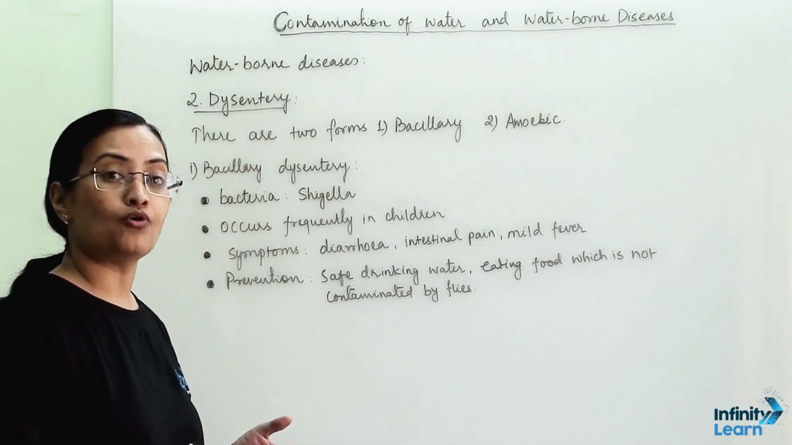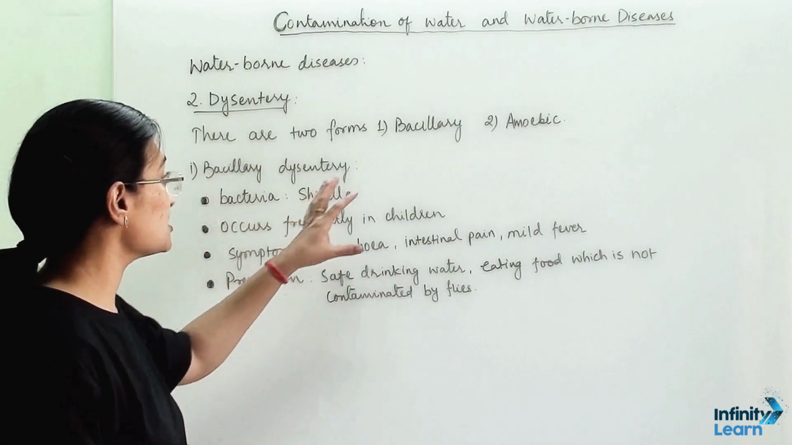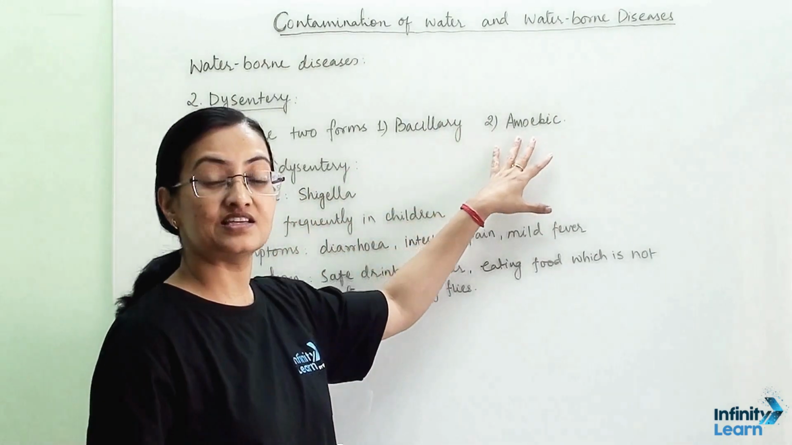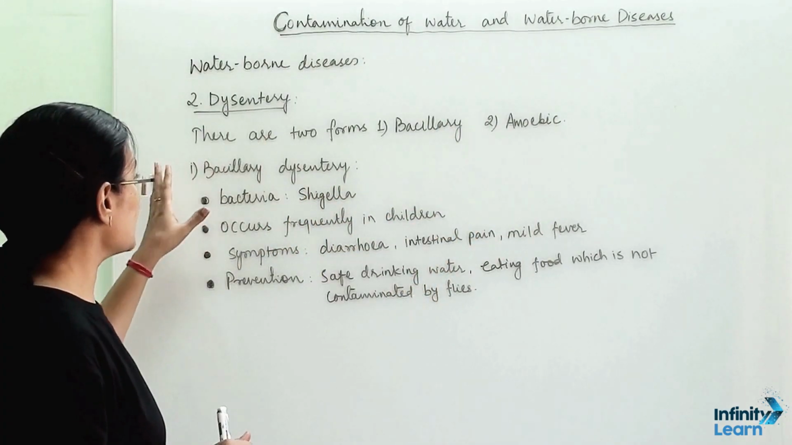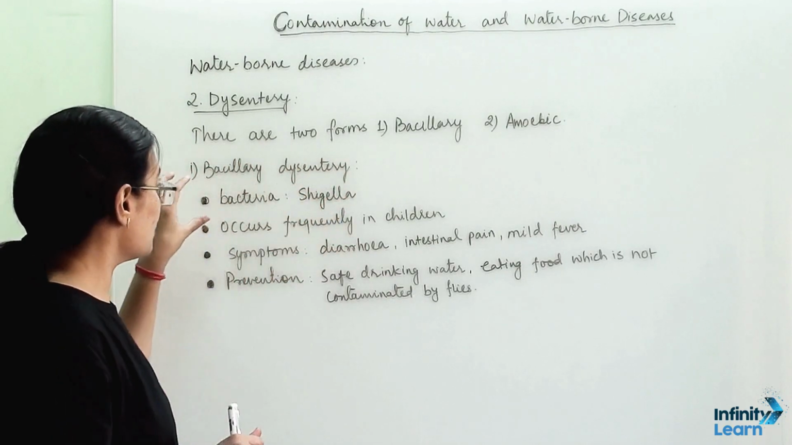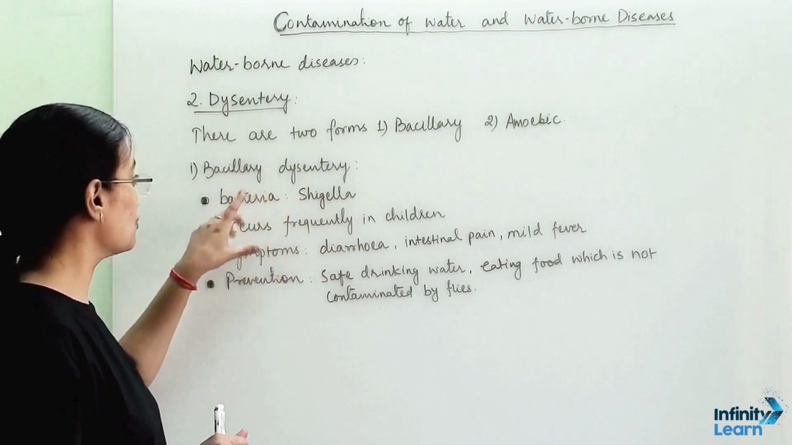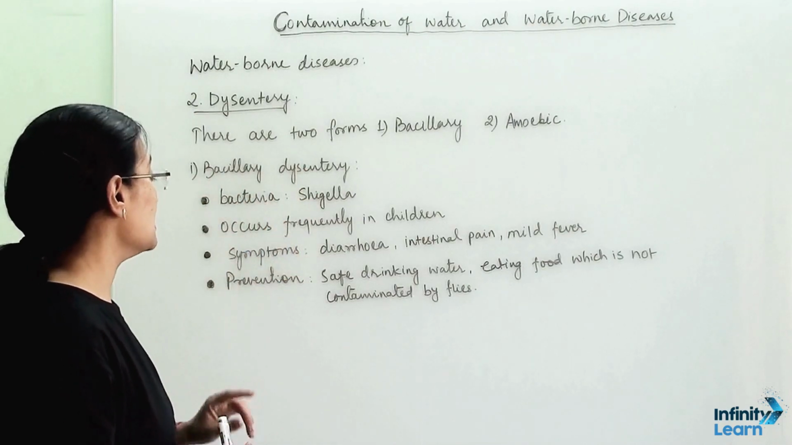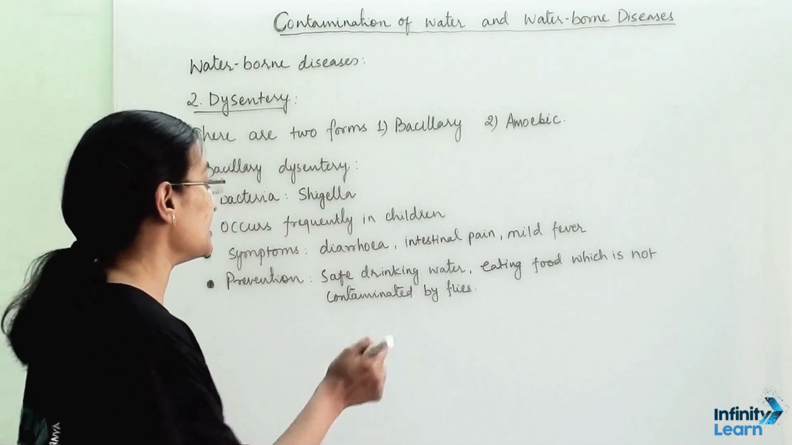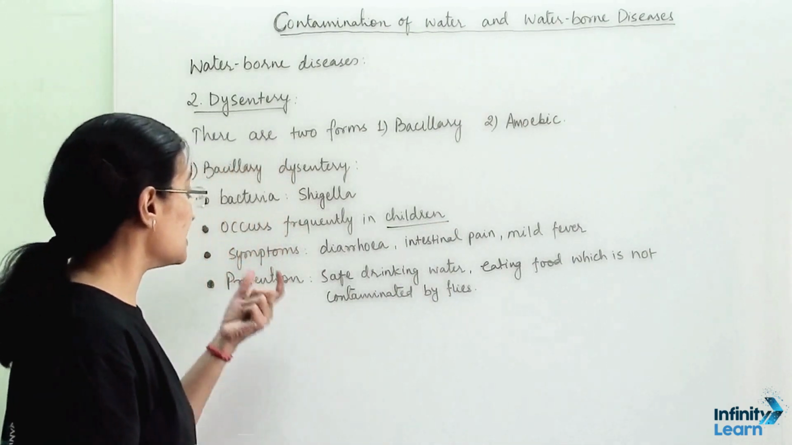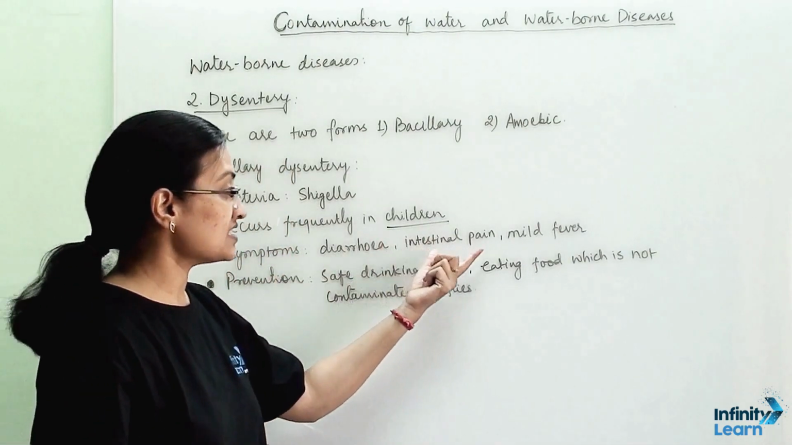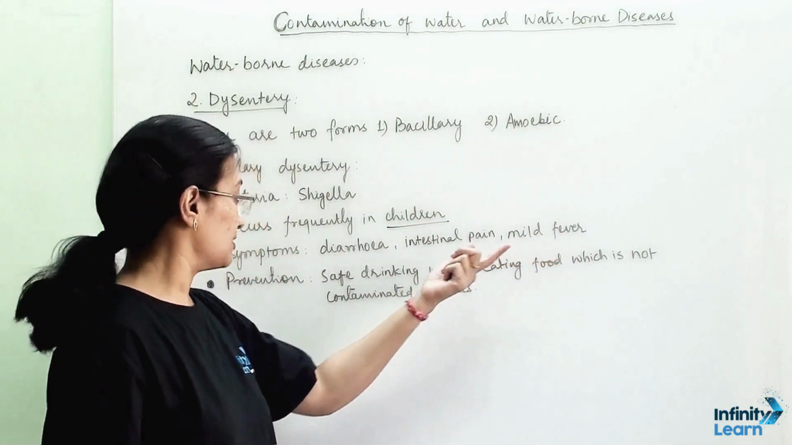Now there are two forms of dysentery disease. First is bacillary and second is amoebic. So the first one is bacillary dysentery. This is caused by Shigella bacteria and it is known as bacillary dysentery. Now it occurs frequently in children. Symptoms include diarrhea, intestinal pain and mild fever.